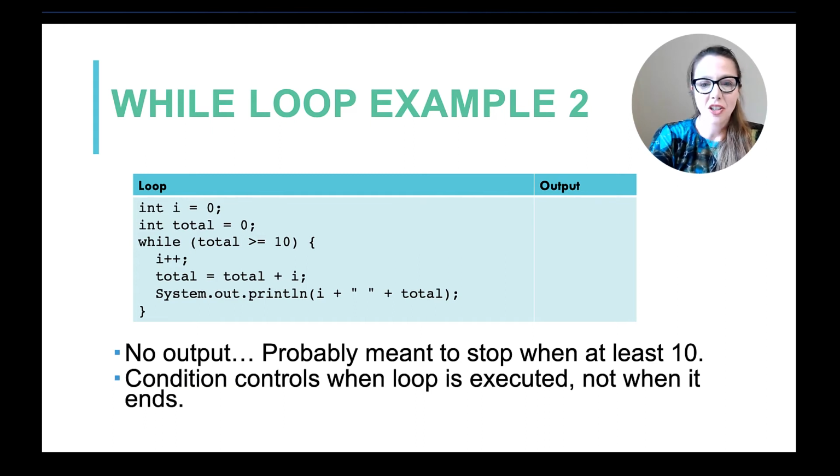However, the condition controls when the loop is executed, not when it ends. And so if you find that you're not executing the loop as expected, you might check that you're actually checking the condition appropriately. You're setting the condition such that it controls when the loop is executed, not when it ends.